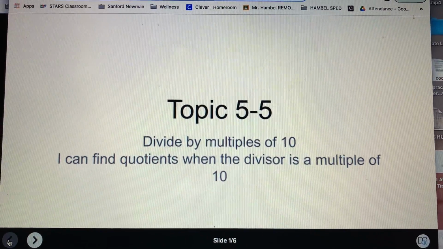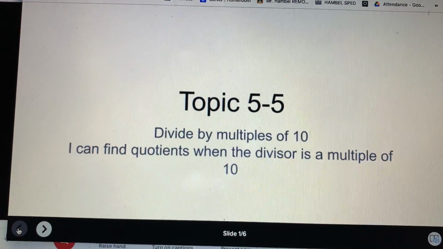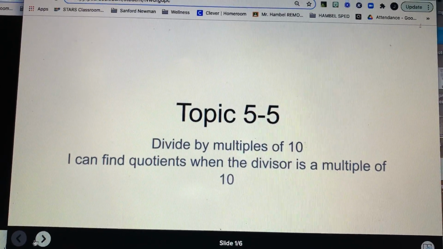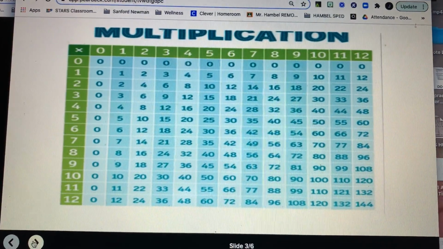Today's topic is dividing by multiples of 10. When the divisor is a multiple of 10, remember, you use the multiplication chart to help you out.